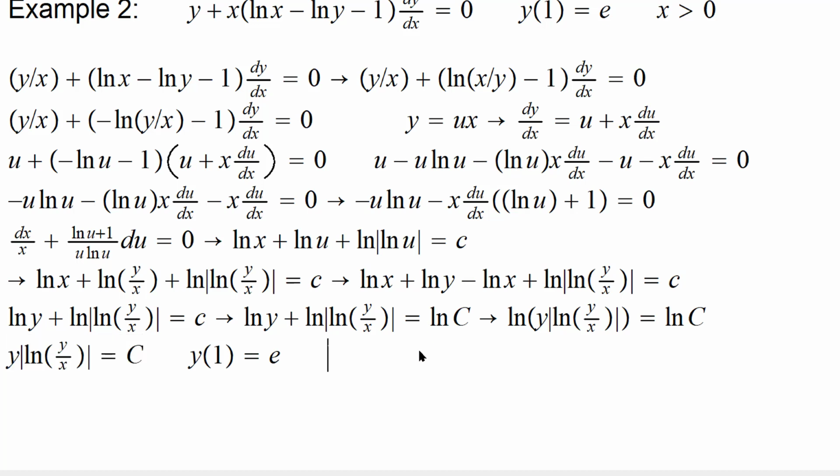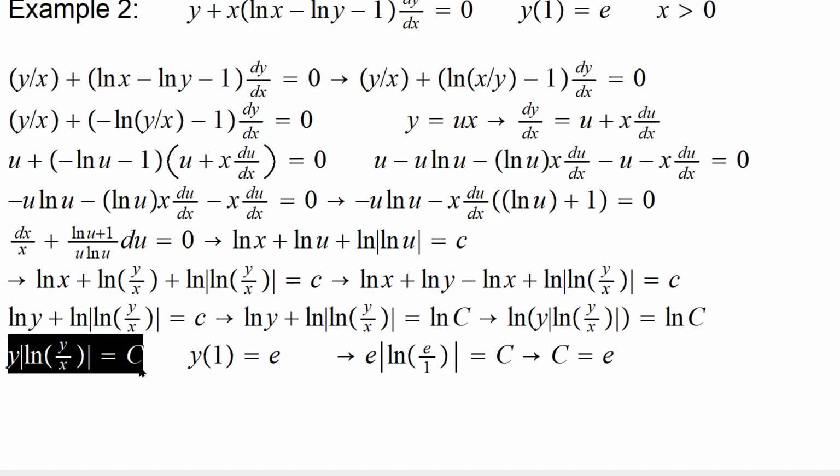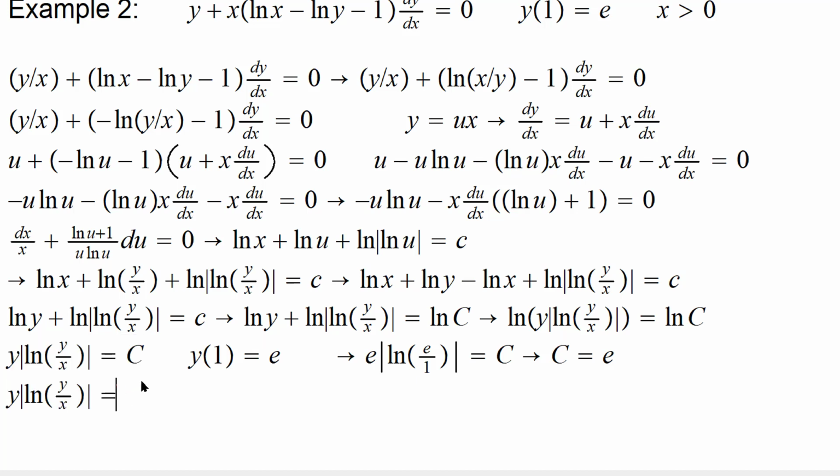So using that, when x is 1, y is e, we get ln of e will be 1, so C simply turns out to be e. So our final solution is, we had a lot more algebra in here than calculus, but it's all right. Okay, so this is our final solution of this initial value problem.